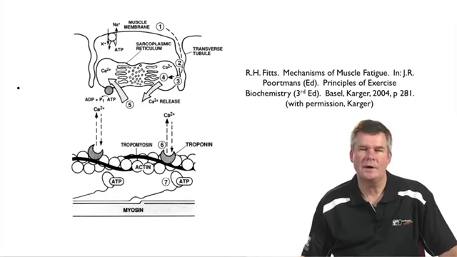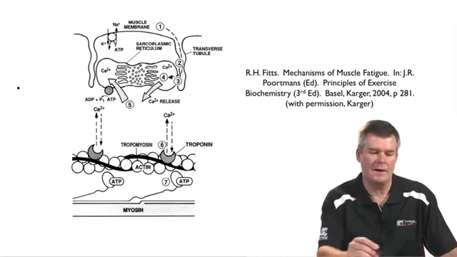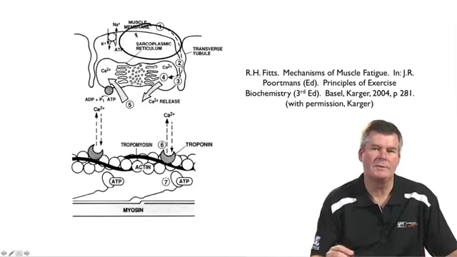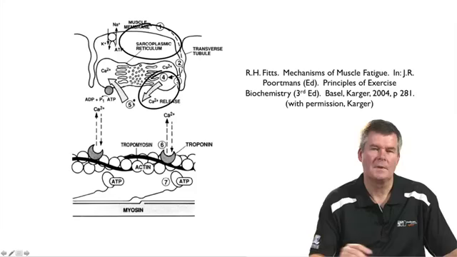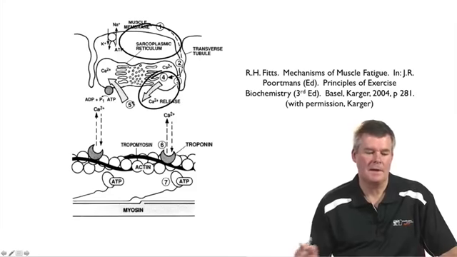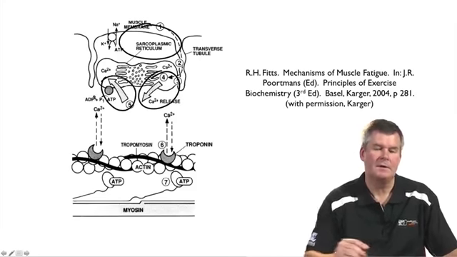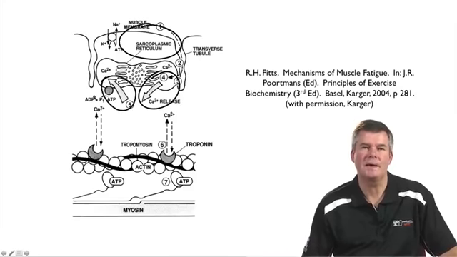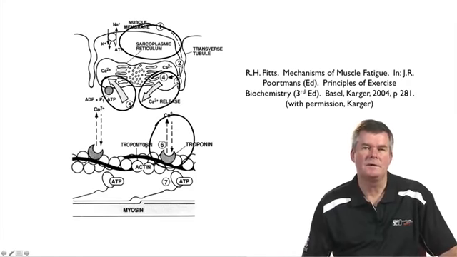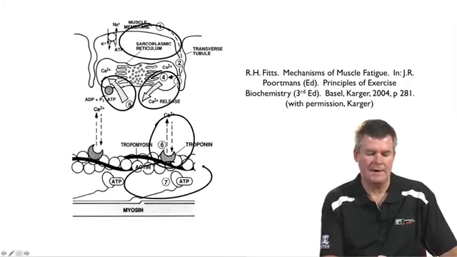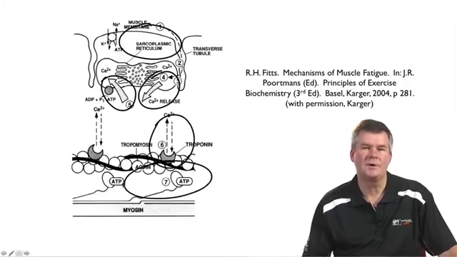So again, just to reiterate some of the key steps, we have excitation of the muscle membrane and the T-tubule, release of calcium from the sarcoplasmic reticulum, and during recovery, the resequestration of calcium back into the sarcoplasmic reticulum, the binding of calcium to the thin filament complex, and the interaction of actin and myosin and the hydrolysis of ATP.